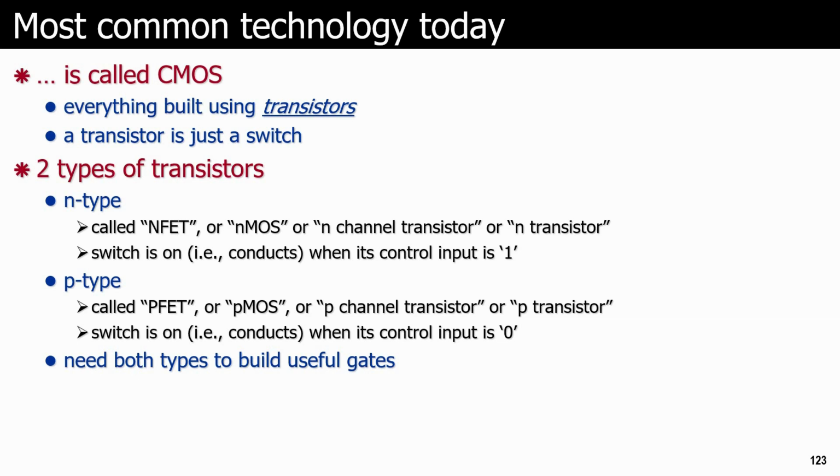A transistor is just a switch that's either going to be open or closed based on whether it has high voltage or low voltage. And there are switches that react differently depending on what kind of transistor it actually is. So you have an N-type transistor called NMOS, and these switches are on, or they conduct, in other words, when the control input is 1. And then you have P-type. These switches are on when the control input is 0. Of course, N is for negative, P is for positive, and you use both types of switches or transistors together to build useful gates.